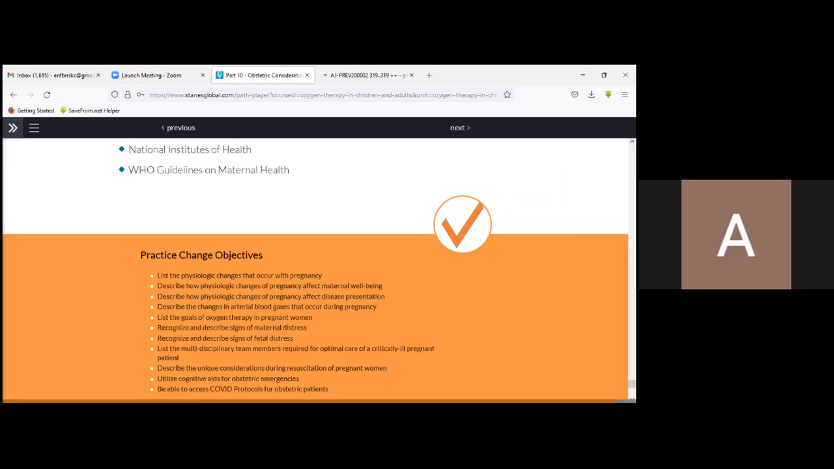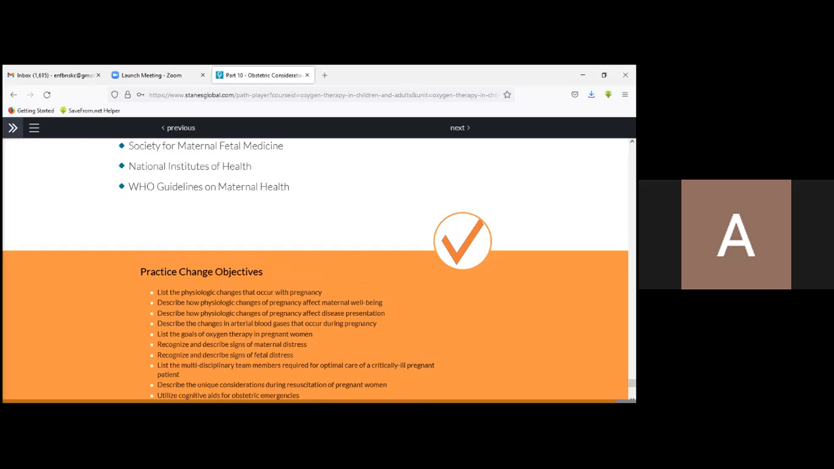So in the end, again, we have been reminded of the practice change objectives, no matter where we practice. You need to know the physiologic changes that occur in pregnancy, how the pregnancy affects disease presentation, list the goals of oxygen therapy in pregnant women, and recognize and describe signs of maternal distress, very important. Same with fetal distress. And then to recognize and agree that we have a multidisciplinary team, that we all need each other for optimal care of the pregnant patient. And we should be able to describe the unique considerations during resuscitation of pregnant women.